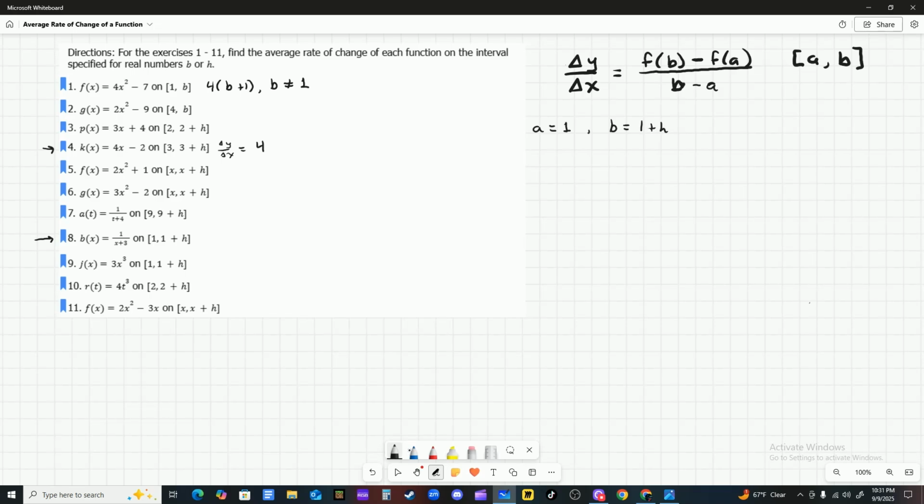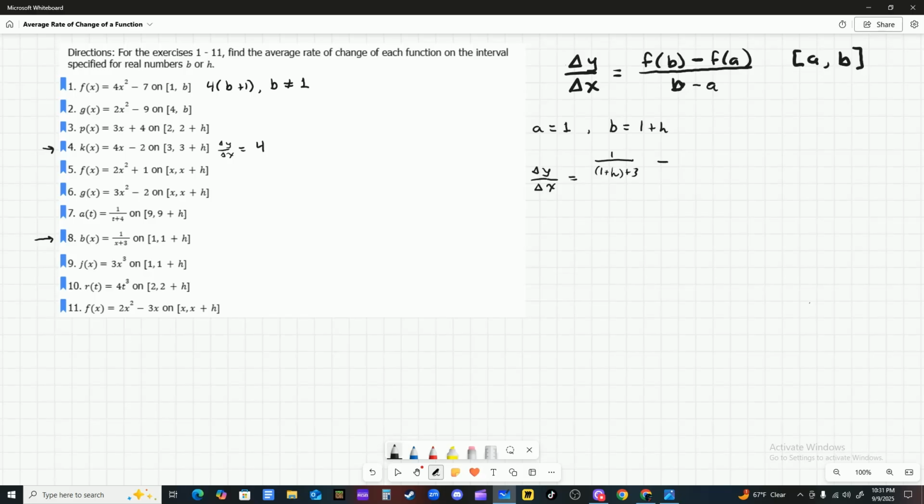Awesome. And we have b of x is equal to 1 over x plus 3. So our change in y over our change in x, which is the average rate of change, is equal to, well, f of b is 1 over, instead of x we put b, it's going to be 1 plus h plus 3. Because this whole thing right here is x, right? It's our b value. So 1 plus h plus 3.